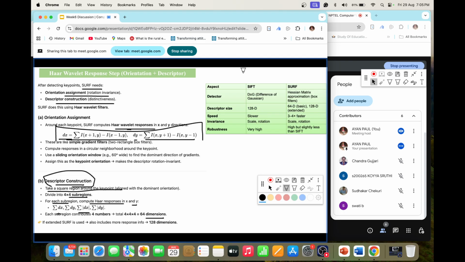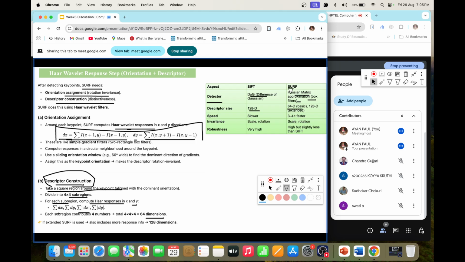Okay, so if we just sum up the difference between SIFT and SURF, because SURF is nothing but an extended version of your SIFT. So for the detector, there it is a DoG, here it is a Hessian matrix, but an approximation of it. That is very important, approximation by box filter. And then there we have the 128 descriptor, but here we have a 64 descriptor. You can see there we have 64 descriptors.